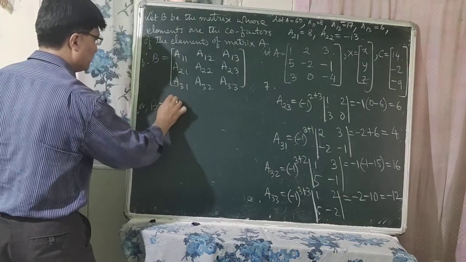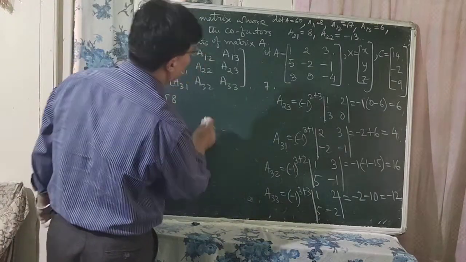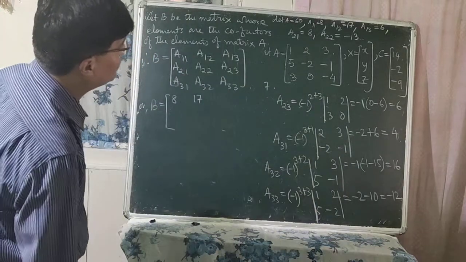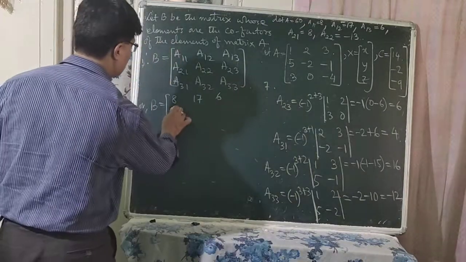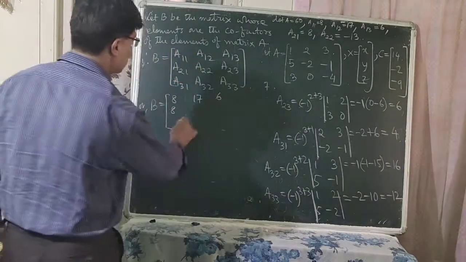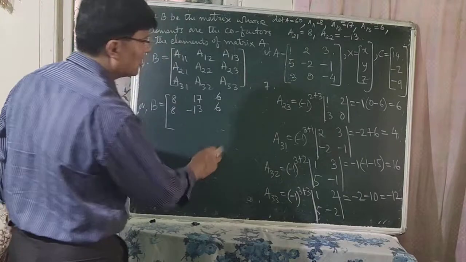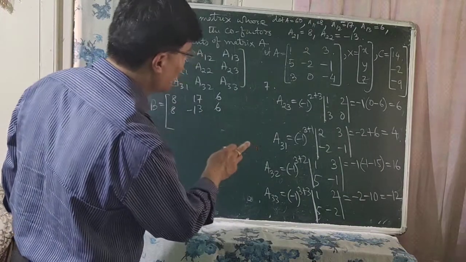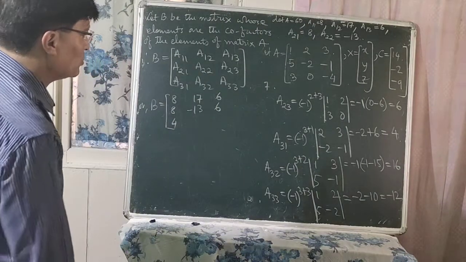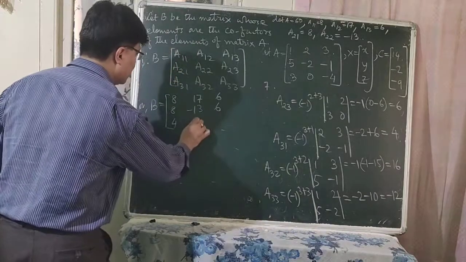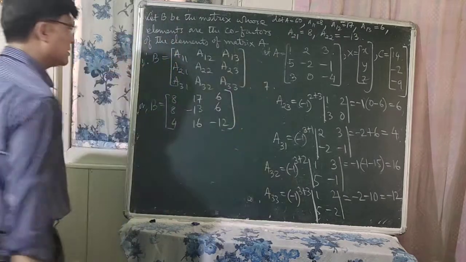So let us put the values. What was A11? A11 is 8. What is A12? It is 17, right? And A13 is 6. A21 is 8. A22 is minus 13, right? And what is A23? It was 6. And what is A31? A31 is 4. And what is A32? It is 16. And what is A33? It is minus 12. So this is your matrix B.